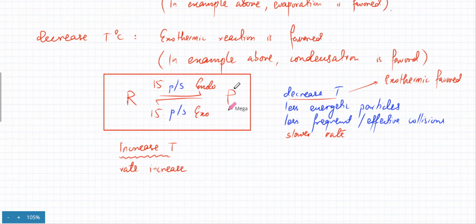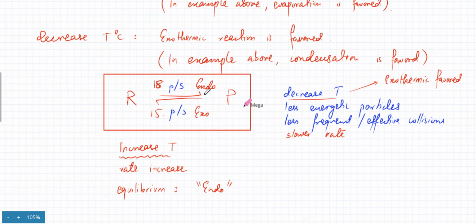But equilibrium suggests that they're not going to increase equally. One of them would actually be faster compared to the other one. So what does the Le Chatelier principle suggest? That if you increase temperature, the endothermic reaction would actually be faster. That means the endothermic reaction would be slightly faster compared to the other reaction. So I've made that into 18 particles per second.